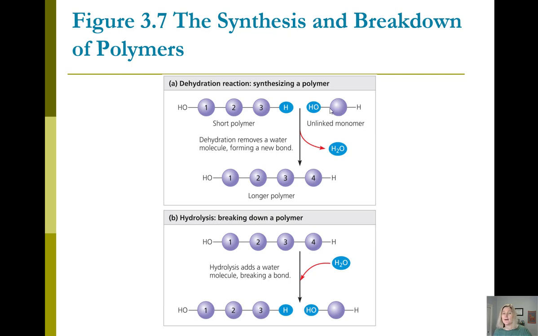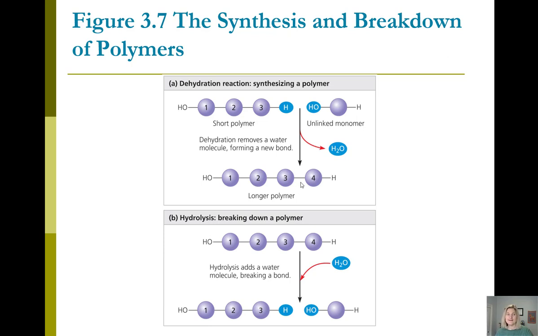As we undergo a dehydration reaction, we have to remove a water molecule. In order to do that, this hydroxyl group, OH, is going to break off along with this hydrogen group to form water. That allows the bond to occur between these two carbons, or these two monomers. It doesn't have to be carbon. Now they've formed a covalent bond. So we're removing water in order to form a bond.